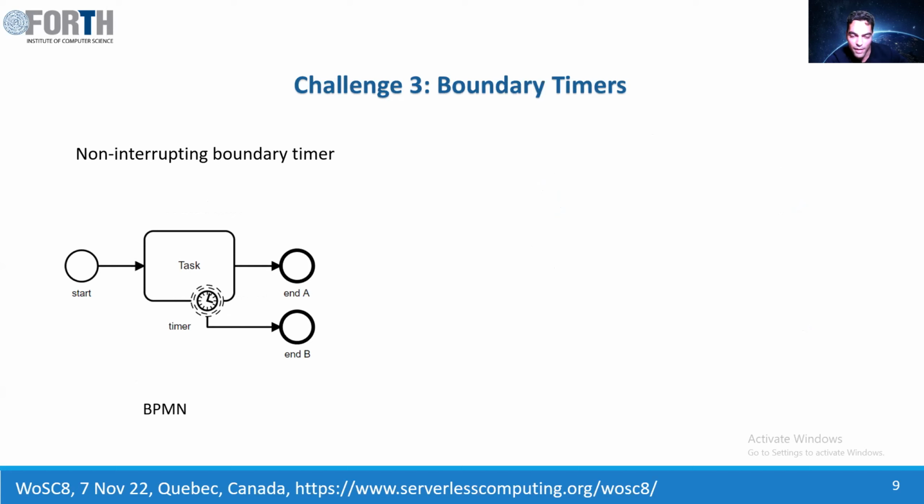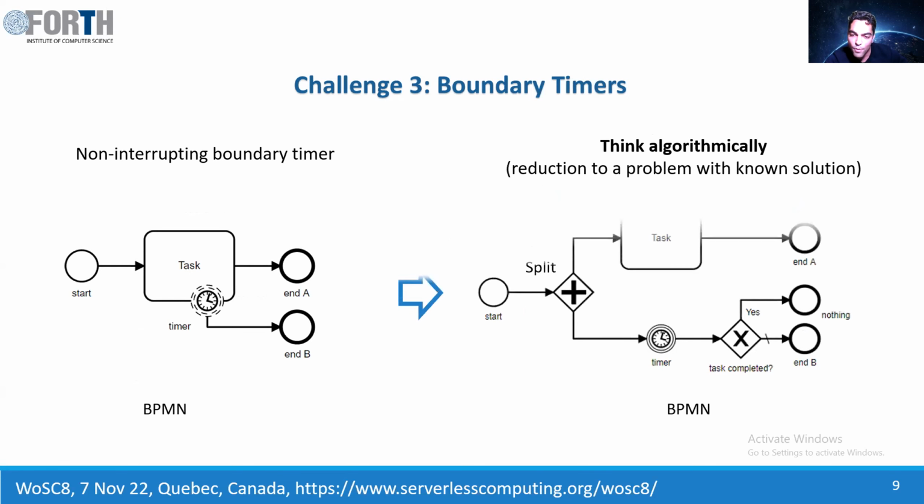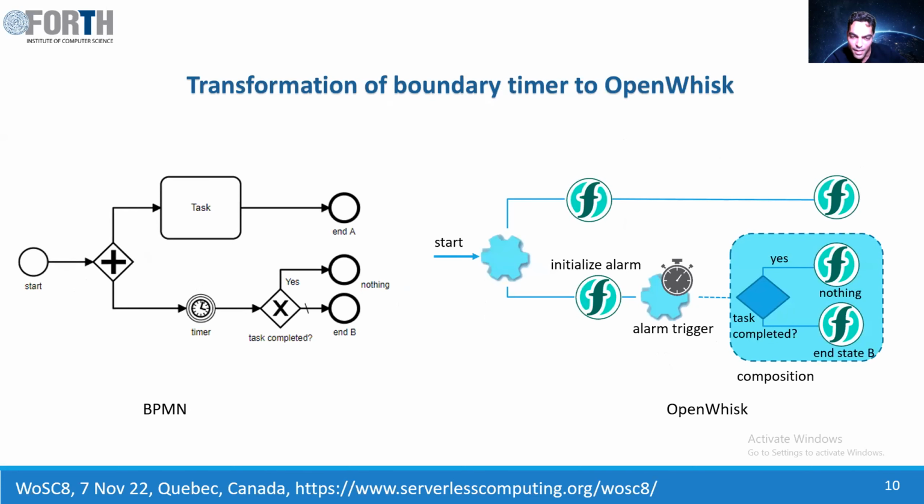So how do we work? The answer is to think algorithmically. We will simplify our problem to known problems that we know how to solve. The model on the right is an equivalent BPMN model, but the difference is that we know how to map its BPMN elements. A delay is triggered at the same time as a task on the upper branch, and after the delay ends, there's a gateway that checks if the task is actually completed. This is still valid BPMN. Now, using this intermediate model, we can implement our transformation as we know.